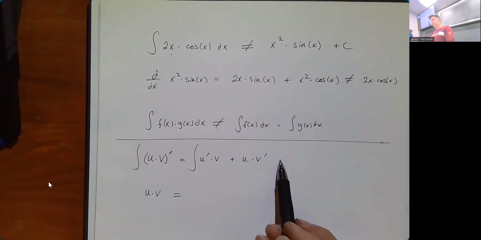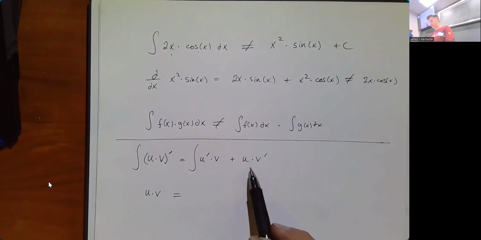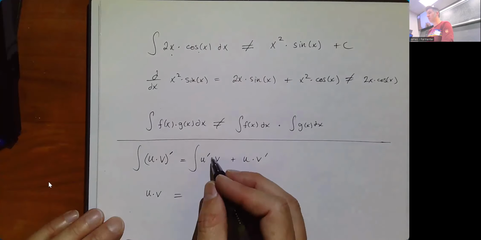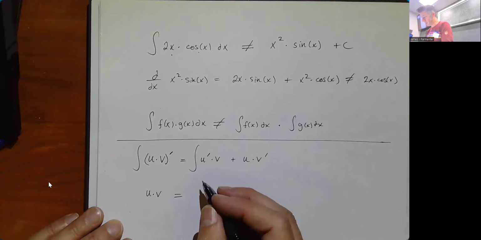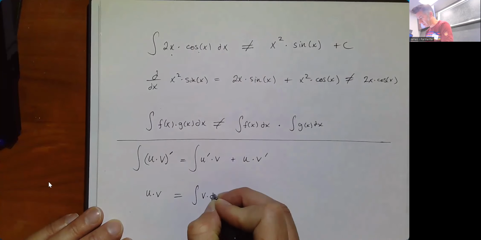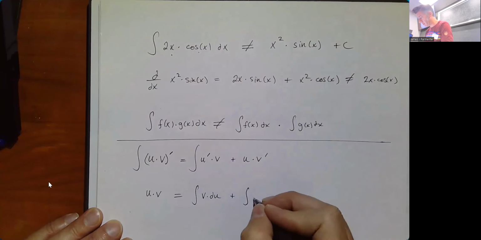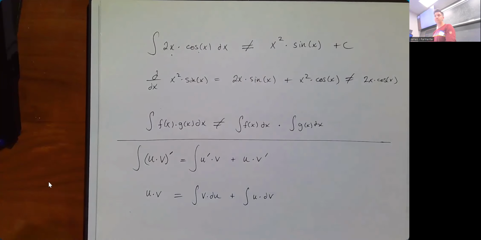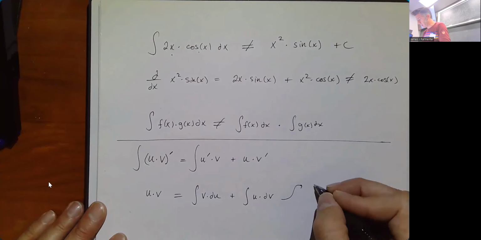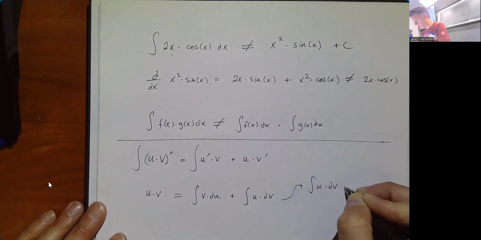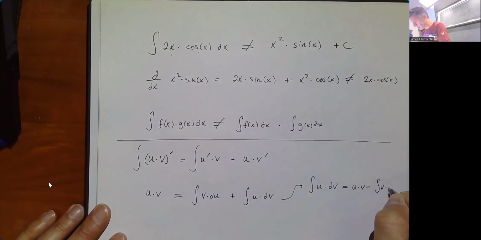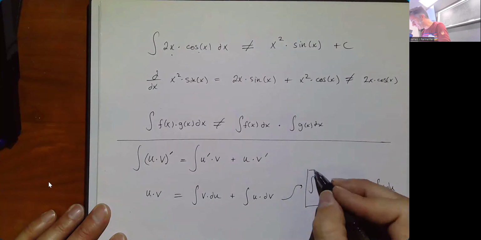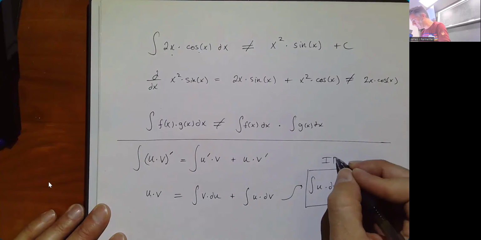On the other hand, the same thing is not true over here, right? This is not just a derivative of something. This is some other stuff. So I'm going to change my notation up just a little bit. I'm going to write the derivative of u as du. So I'm going to write this as the integral of v times du plus the integral of u times dv. And then we isolate this. So we're going to say that the integral of u times dv is equal to u times v minus the integral of v times du.